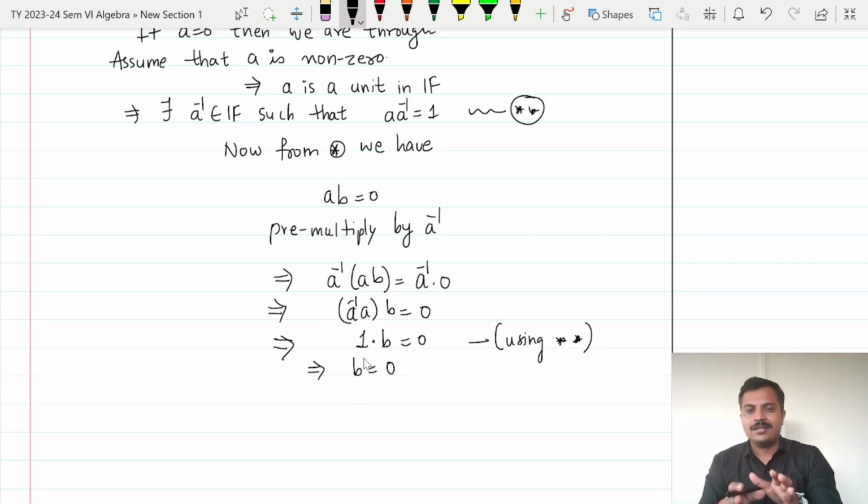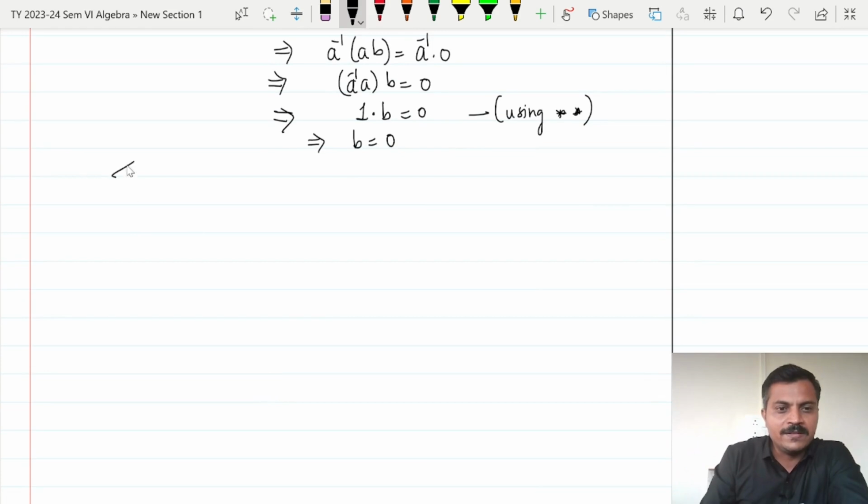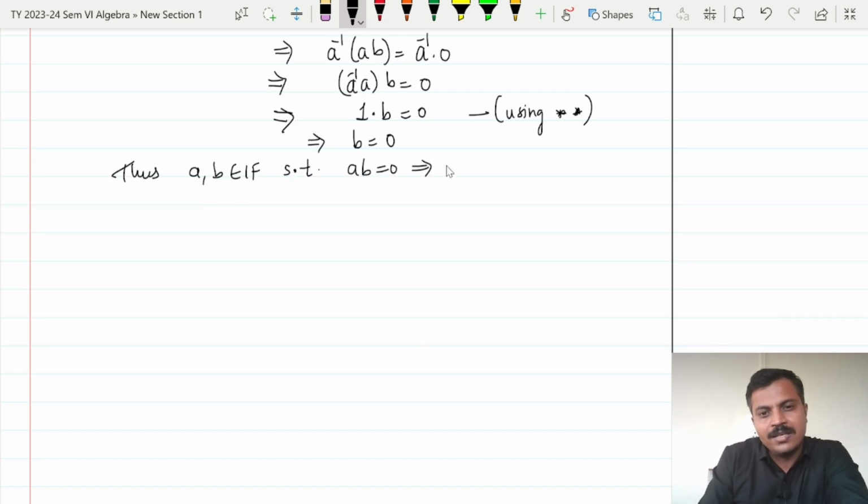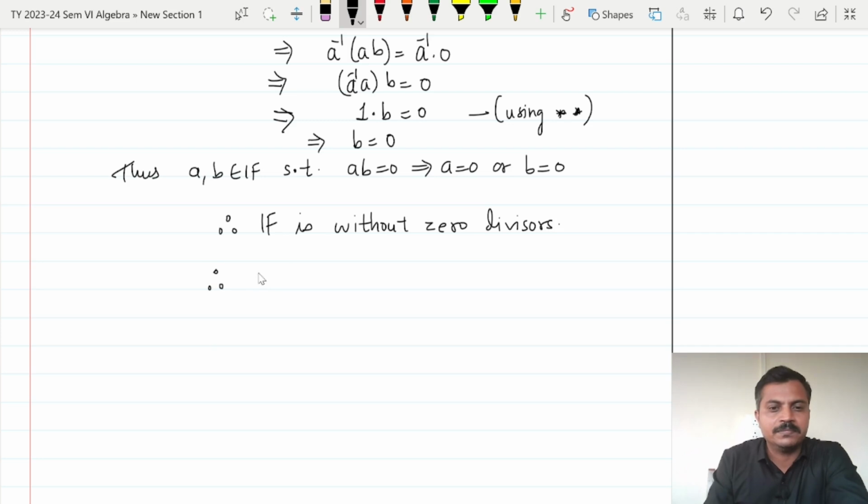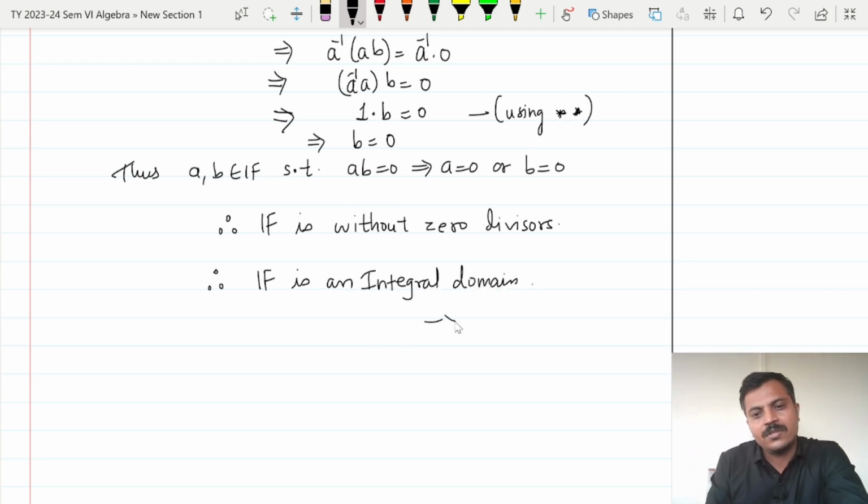And remember that 1 is unity, and thus 1 multiplied by B is actually B. So what we have shown is, thus, for A, B belonging to F such that AB is equal to 0 implies A is equal to 0 or B is equal to 0, and therefore F is without zero divisors, and therefore F is an integral domain. So that's all for today.